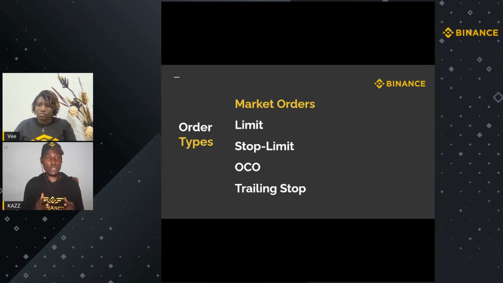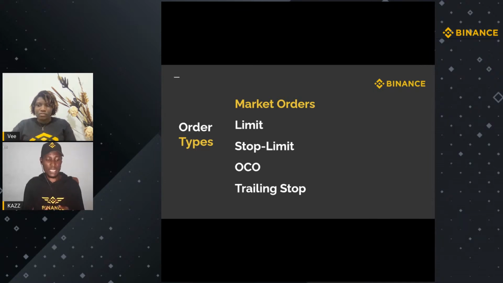And to the fourth one, which is the OCO. OCO stands for one cancels the other. So when you see an OCO order, it's the one-cancels-the-other order type. What OCO does is it combines two orders where if one is fully or partially filled, the other one is cancelled. We're going to see an example of that very soon.